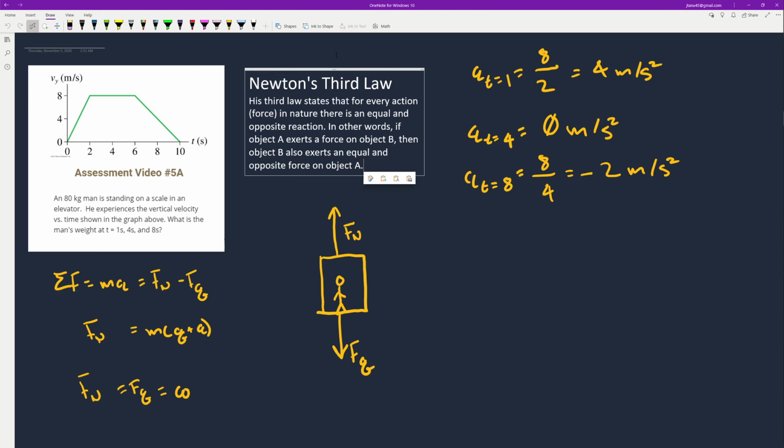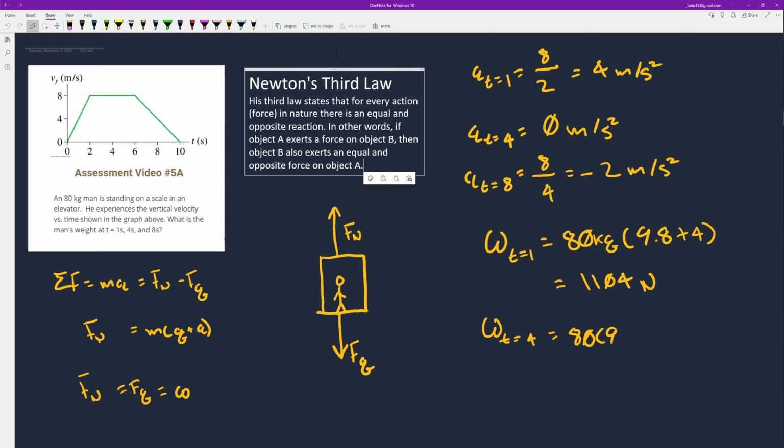So now that we have all our accelerations, we can go ahead and find our weight at the different times. Weight at time equal to 1 is going to be 80 kilograms times gravity, which is 9.8, plus 4. And what we get is 1,104. And since weight is a measurement of a force, or sorry, I got that backwards, weight is a force, we'd measure it in newtons. We can do the same thing for time equal to 4. That'll equal 80 times 9.8 plus 0, since there's no acceleration. We get 784 newtons.